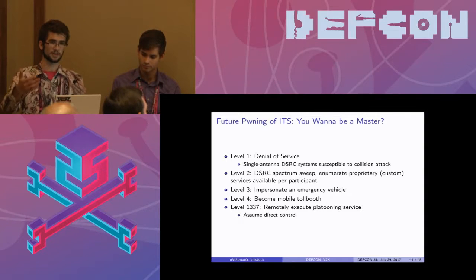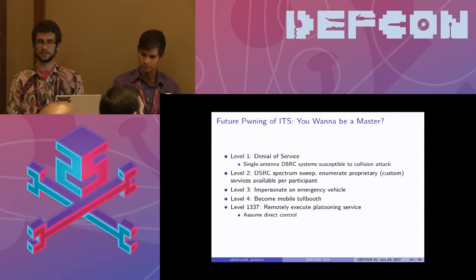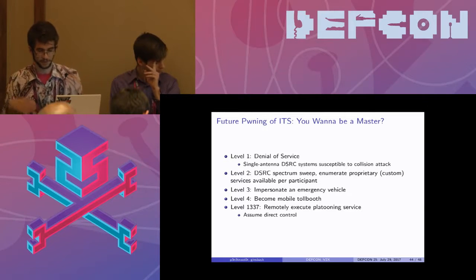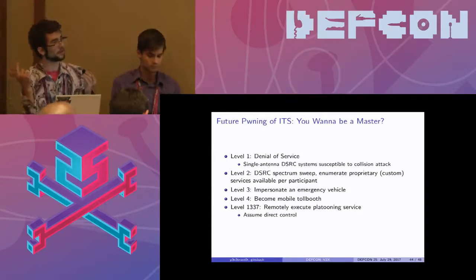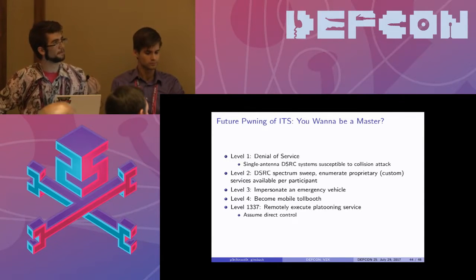What we have described so far is a means to, as we said, transmit and inject into the wave spectrum, the intelligent transportation channels, to interface with the VANET. So you want to be a master? See if you can pwn like these. These are five levels of increasing complexity.